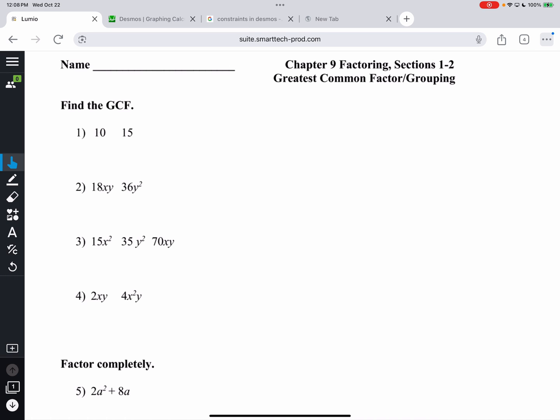So GCF, what is that? Greatest common factor. Yes. And then what is the difference between a factor and a multiple? A factor is something that you multiply to create something. And then a multiple is something that is in all of them.